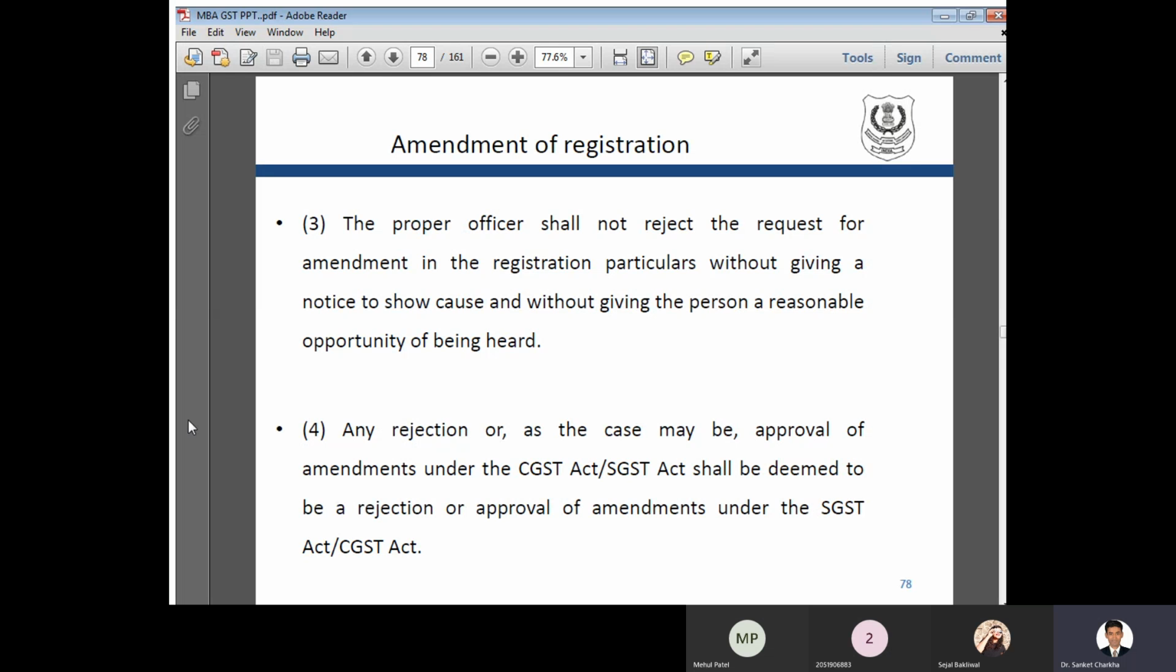Any rejection or, as the case may be, approval of the amendments under the GST Act, whether the CGST or SGST Act, shall be deemed to be a rejection or approval of amendment under the SGST Act or the AGST Act of 2003. Depending on your rejection ratio also, you have to identify whether you are properly registered or not registered, what are the various compliances and liabilities associated with you, and how you have to fulfill all those compliances. In this way, the amendment of the registration process can also be provided.